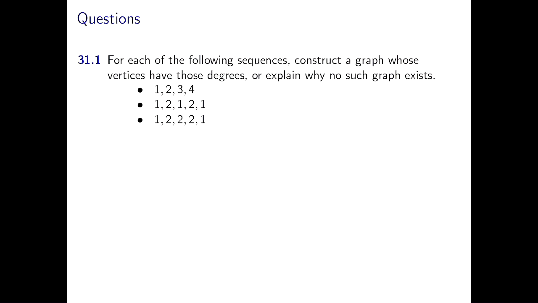Okay, so question 31.1 says, for each of the following sequences, either construct a graph whose vertices have those degrees, or explain why the graph doesn't exist. So which of these is ruled out by the handshaking lemma? Yeah, this one definitely, right? Because it has total degree 7. It would have to have 3.5 edges, so it's definitely impossible.